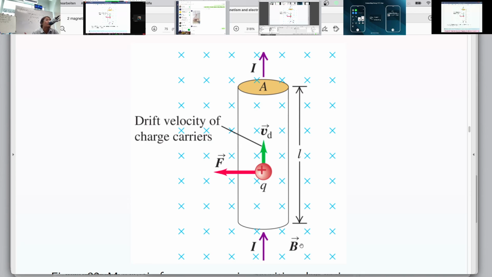Now it's time for you to find the direction. You start from vector V. Where is that vector V? Here. You rotate your four fingers, or your curl, toward the direction of the magnetic field, which is pointing into this plane.